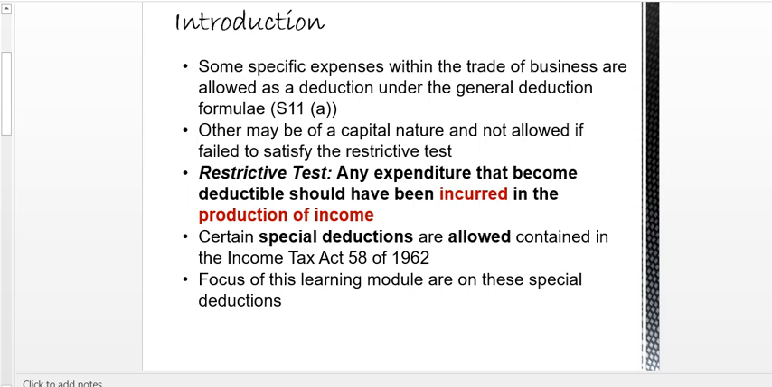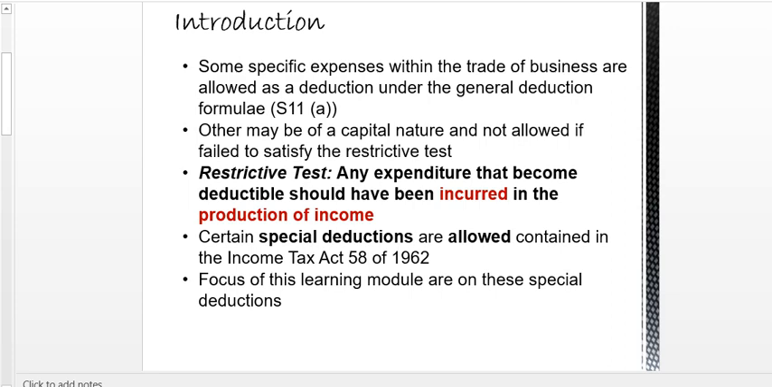So what are we doing today? There are some specific expenditures within a trade or business that are allowed as a deduction under the general deduction formula, as what I went through earlier when we dealt with the general deduction formula. But others may be of a capital nature, and that is not allowed. So you always need to ask yourself whether this expenditure has been incurred in the production of income. That's the most important question for you to ask yourself.